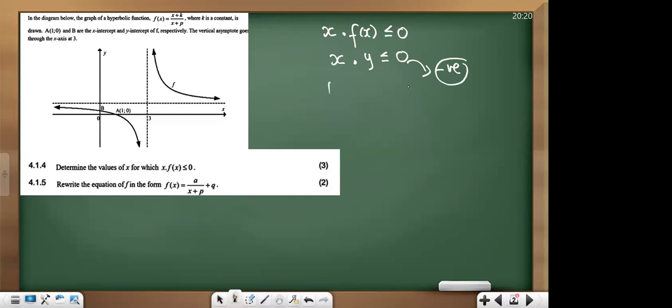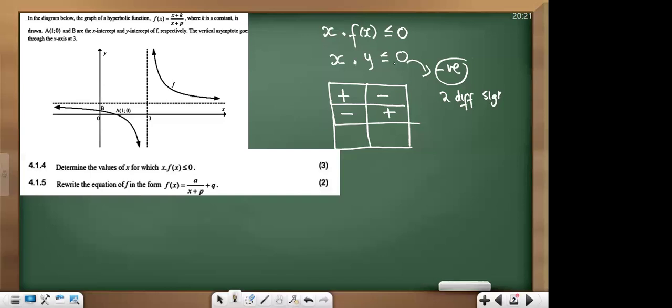I'm just going to create a box which will assist us. I'm looking for a negative answer. It's either x is positive and y is negative, or x is negative and y is positive. They should have two different signs. And they said where it is less than or equal to 0. So I'm looking where x is equal to 0 or y is equal to 0. If I satisfy this condition, I will be done.